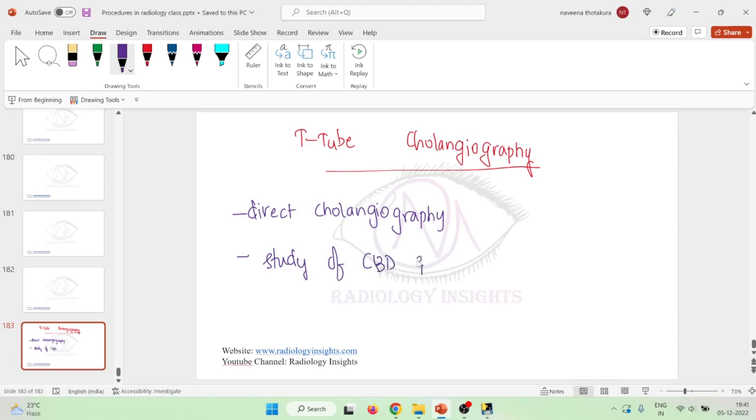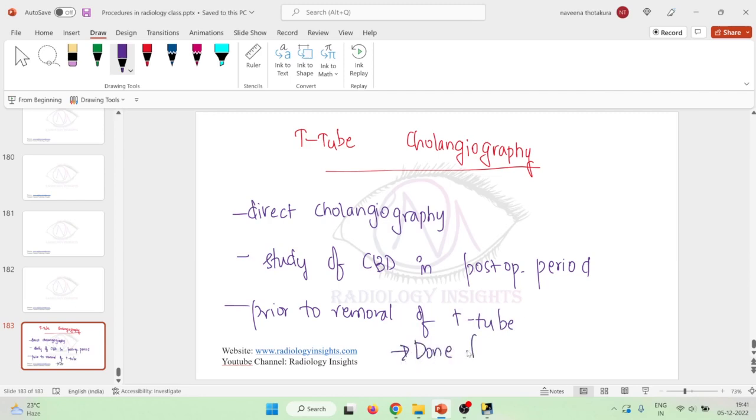It is useful for studying the common bile duct in the post-operative period. This is generally done prior to removal of the T-tube. Before you remove the T-tube, it is done to make sure that the common bile duct is patent. It is done for patency of the common bile duct.